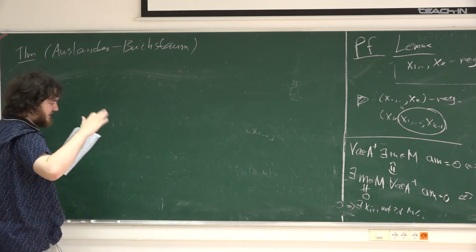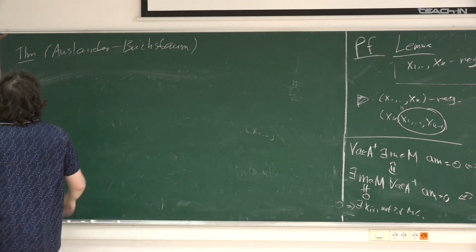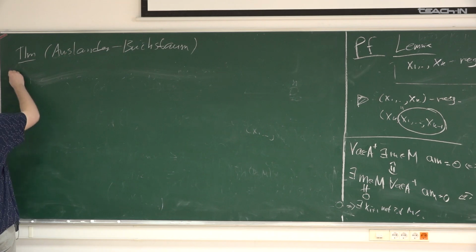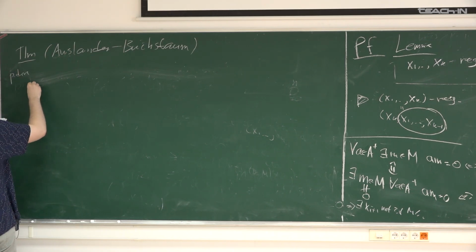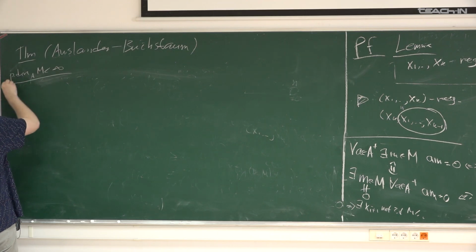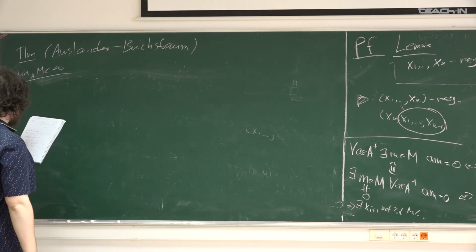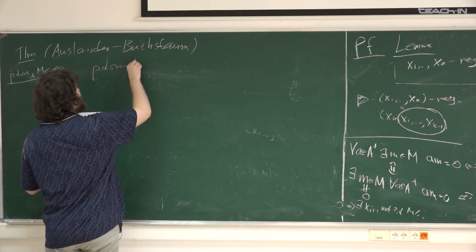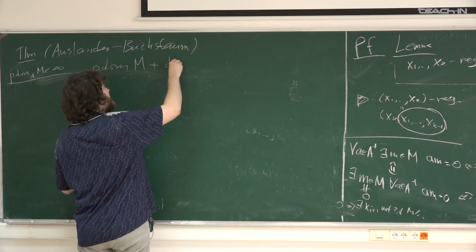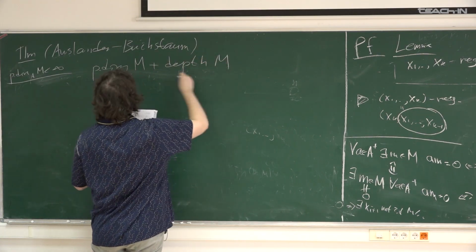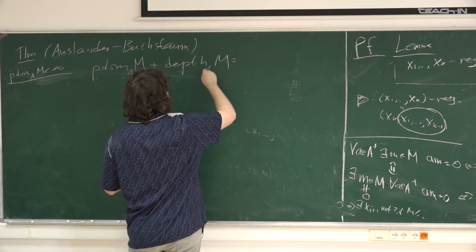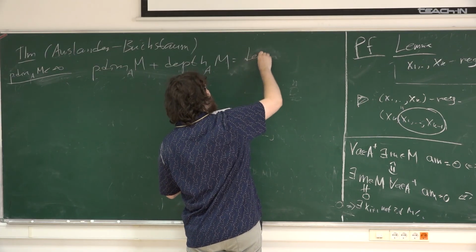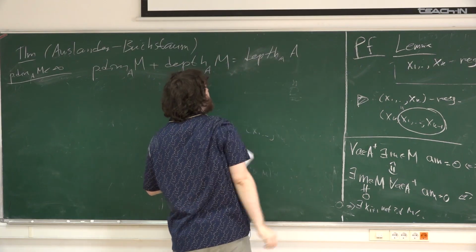Under our assumptions, A is graded, commutative, connective, M is non-negatively graded, M is not 0, and I also assume that the projective dimension of M is finite. Then I have equality: the projective dimension of M plus the depth of M, over A, equals the depth of A over itself.